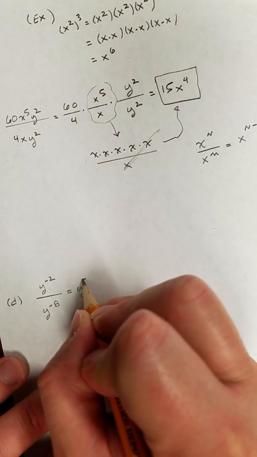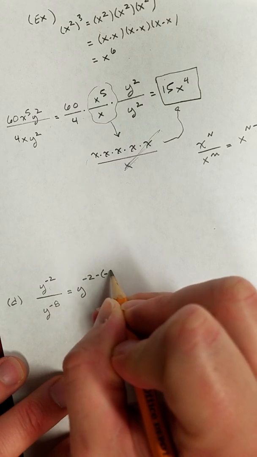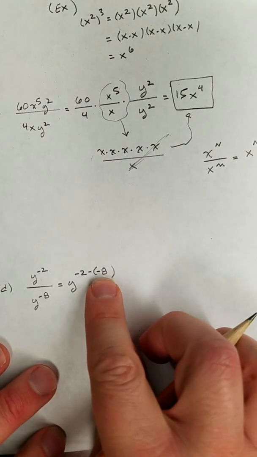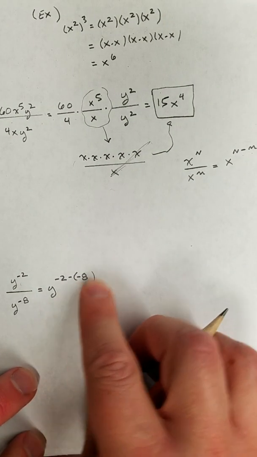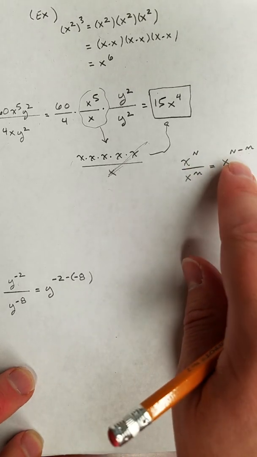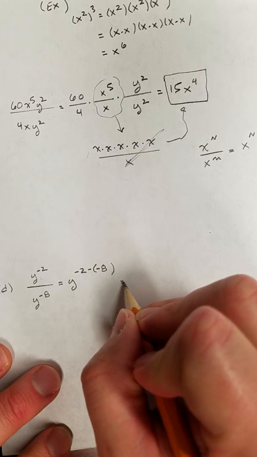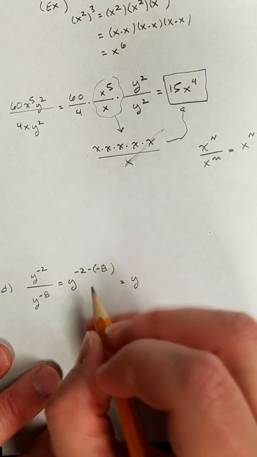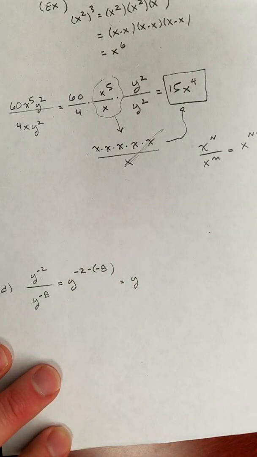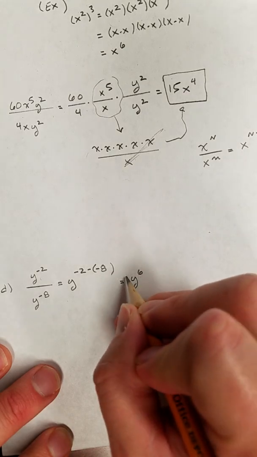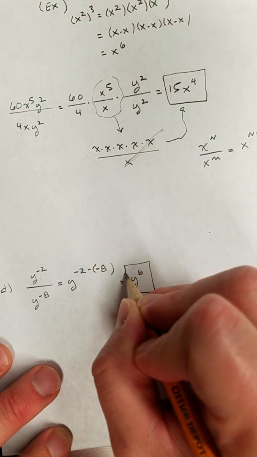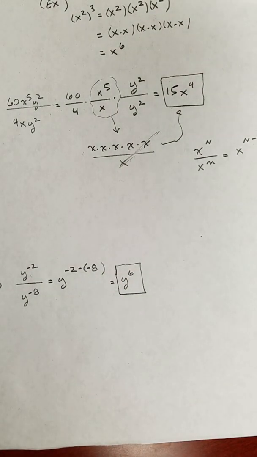Now, just according to the rule, it's going to be this, right? Divide like things, subtract exponents in that manner. Well, here you go. But then that's y to, what's negative 2 minus negative 8? Negative 2 plus 8, and that's going to be a 6, y to the 6th power. That's all it is, y to the 6th power.